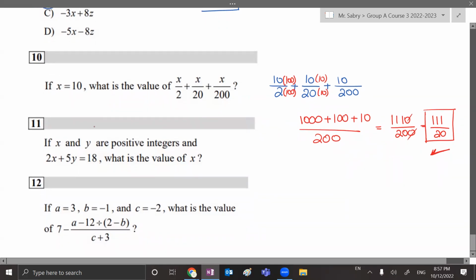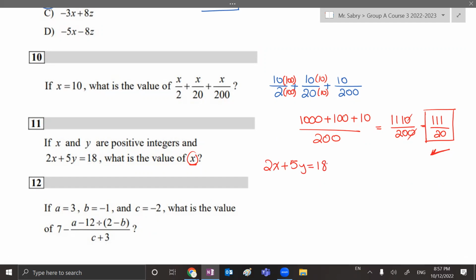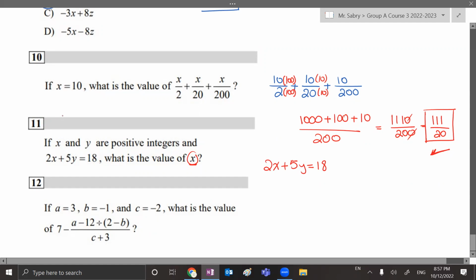Number 11 says x and y are positive integers and 2x plus 5y is equal to 18. What's the value of x? So when I have an equation with two variables like x and y, I cannot really find the value of x or the value of y unless I'm given two equations. So two variables, two equations. One variable, one equation is enough. Three variables, three equations, and so on. But because you're only given one equation, you have to think outside of the box.